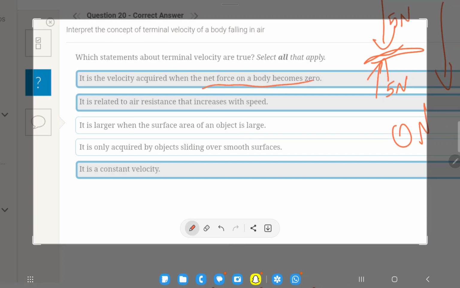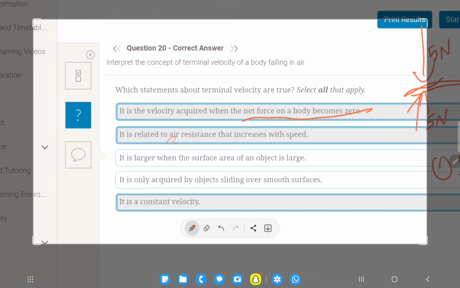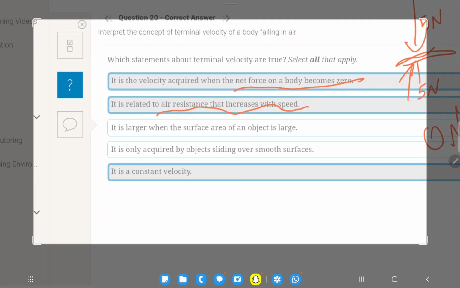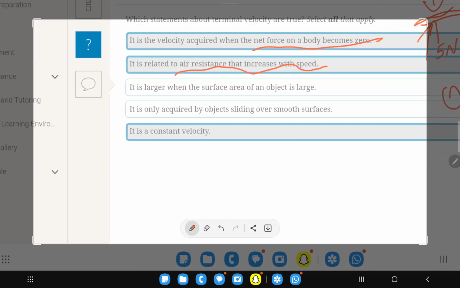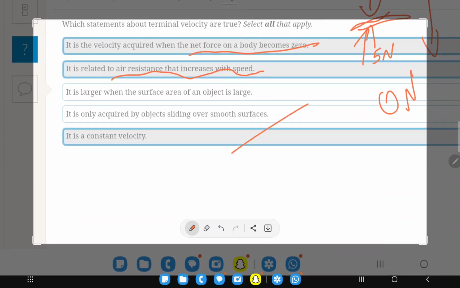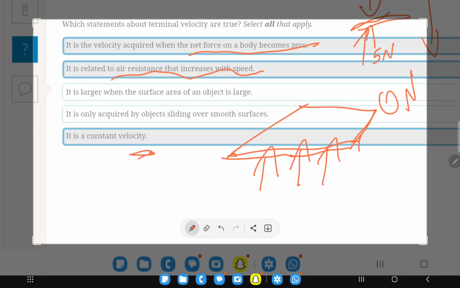When the net force on the body becomes zero, it is related to air resistance that increases with speed. Yeah. It is larger when the surface area of an object is large. When we're talking about terminal velocity, the more the area of an object, the more air resistance it gathers, the slower it goes down, the slower the terminal velocity. It is only acquired by objects sliding down a smooth surface. No, it's not. It is a constant velocity. Yeah, it is.